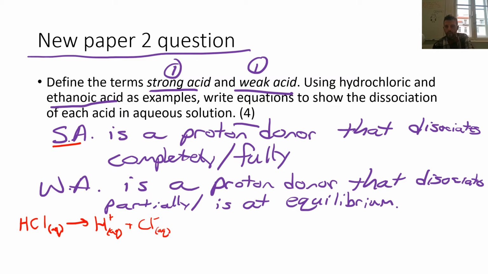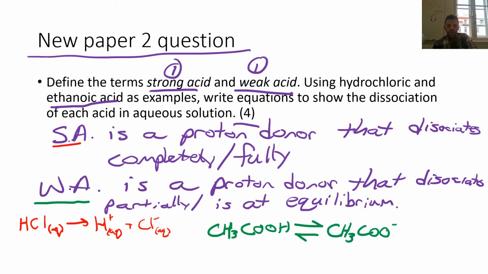And then my weak acid I'm going to do in green. And ethanoic acid, remember 2 carbons, so that means it's going to be CH3COOH. This is one of those common acids that I told you guys to memorize earlier. CH3COO minus plus H plus.